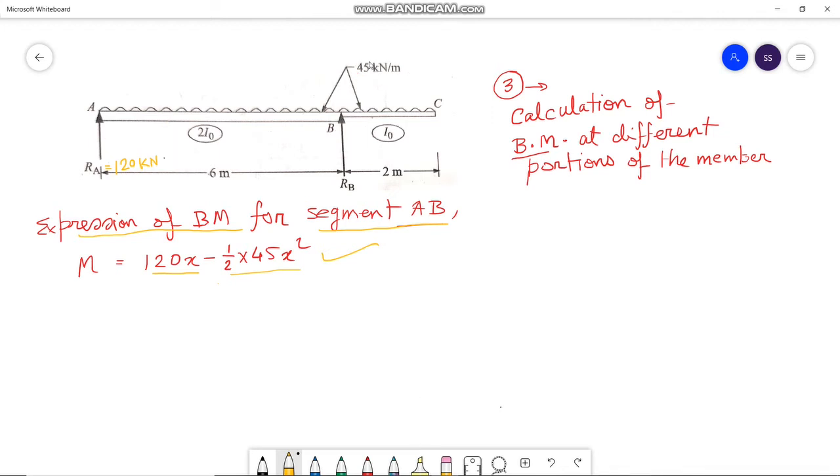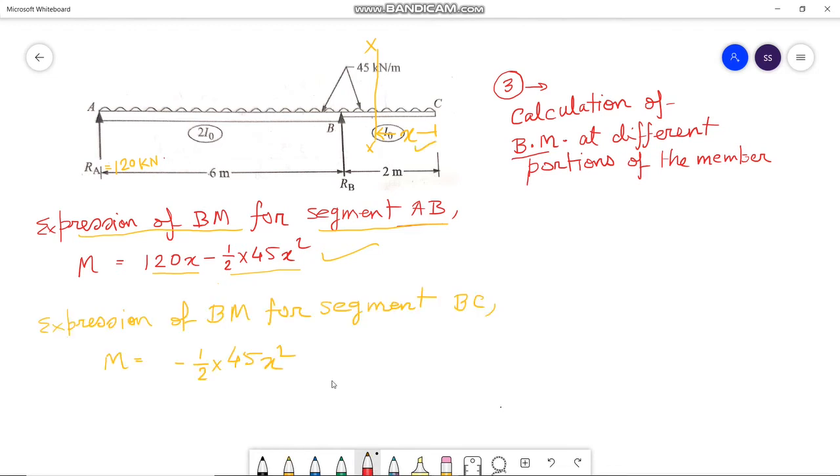Now, to calculate the bending moment for the segment BC, let us take a section XX, which is situated at a distance x from the point C. So the distance between section XX and the point C is x. So the expression of bending moment for the segment BC with respect to the section XX, we have M equals to minus half into 45x square. We have calculated these expressions of bending moment taking sagging moment as positive and hogging moment as negative.